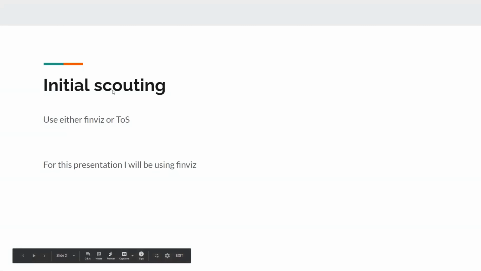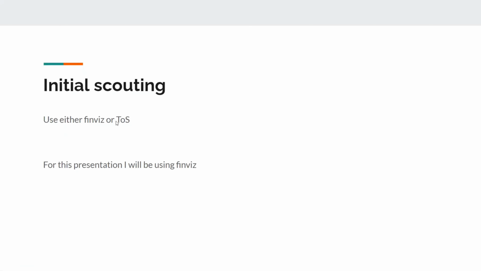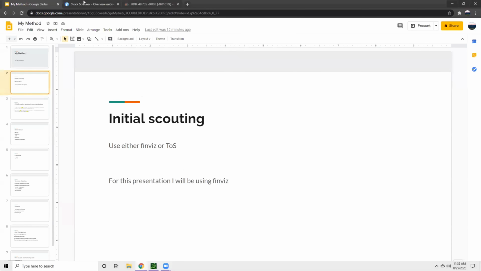We're going to first start out with our initial scouting to find stocks that we can trade options on. We will be primarily focusing on going long about a month out, swing trading, and sometimes spreads. I will use FinViz or Thinkorswim for my scanner, my screener, and for this presentation I'll use FinViz.